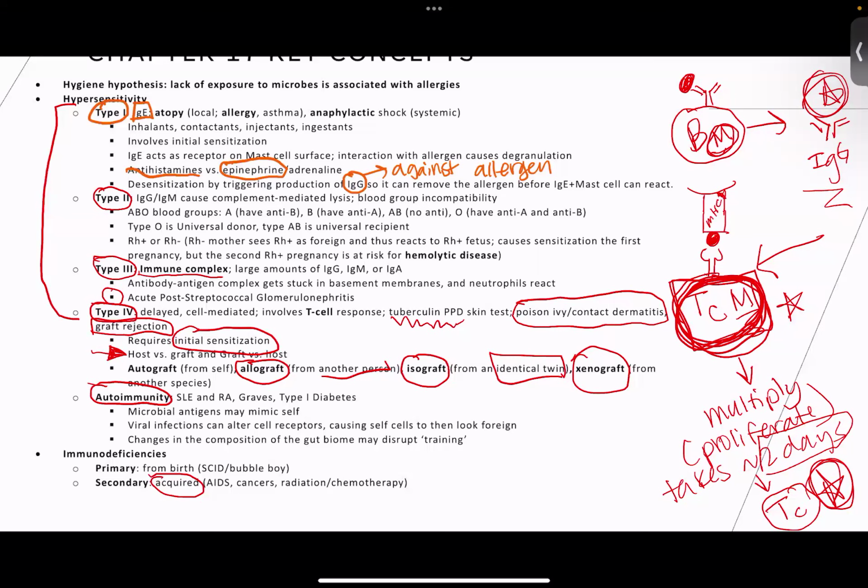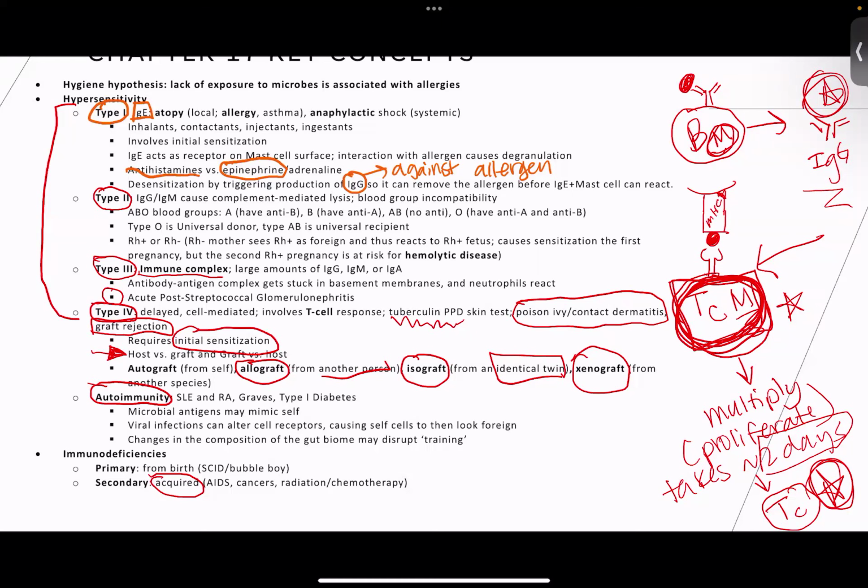You could also have chemotherapy or radiation to treat other cancers, even non-immune cancers like breast cancer or colon cancer, that the chemotherapy and the radiation will also kill off your white blood cells. That can be temporary or it can be permanent depending on the level of chemotherapy or radiation that you're receiving.